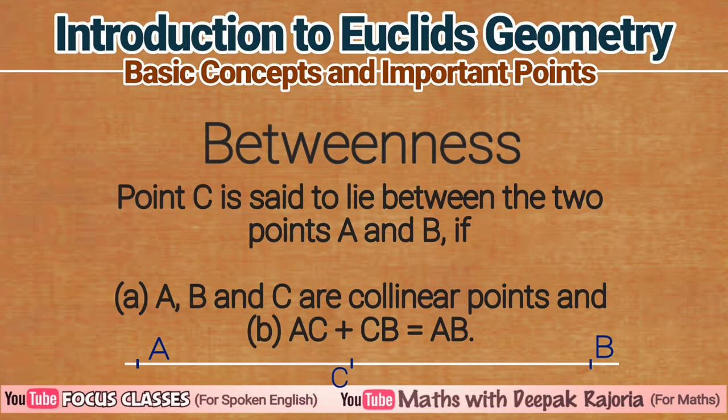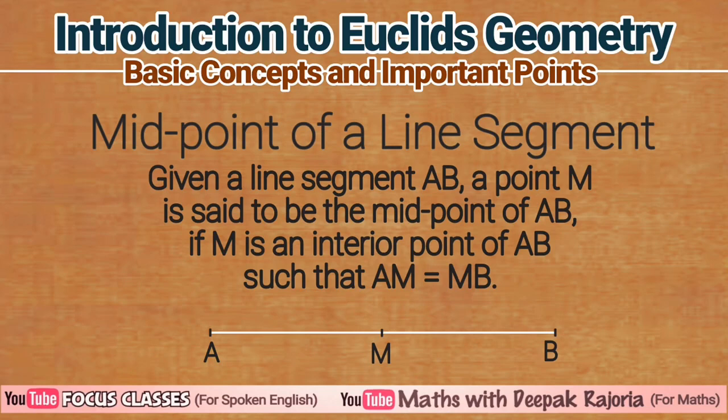Betweenness: point C is said to lie between the two points A and B if, one, A, B and C are collinear points, and two, AC plus CB equals AB. Midpoint of a line segment: given a line segment AB, a point M is said to be the midpoint of AB if M is an interior point of AB such that AM equals MB.